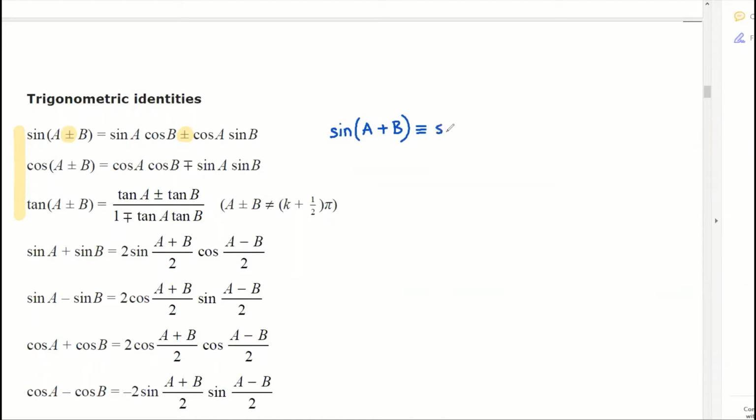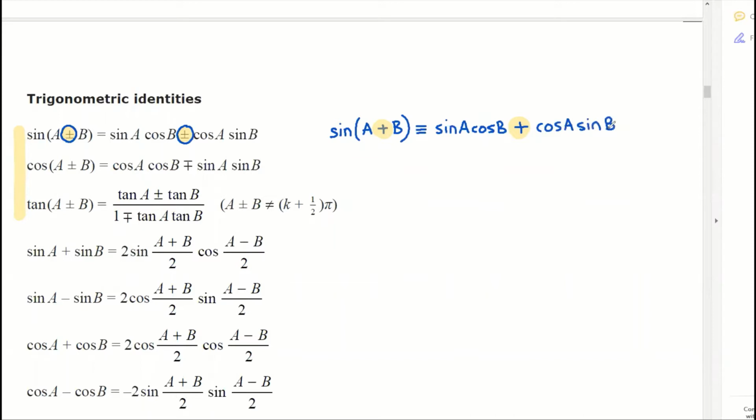So if I just write this out, it's going to be sine A cos B. Like I said, because these are the same orientation with the plus and the minus in the same position, if I want to make an addition here, then I have to put an addition there because that's what the identity is telling me to do. So I put an addition there, and then I put in cos A sine B.